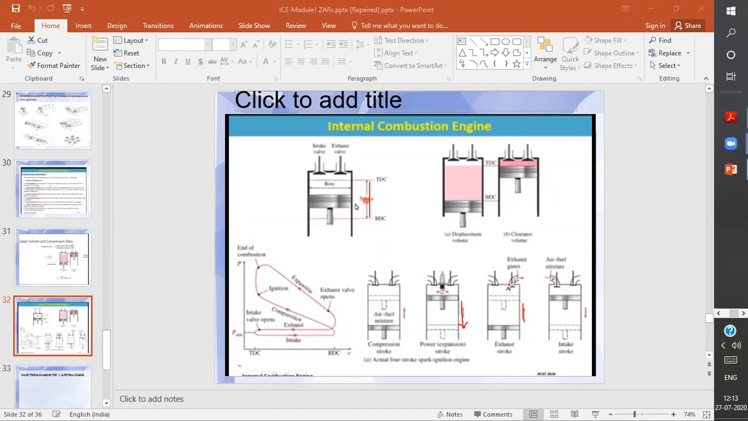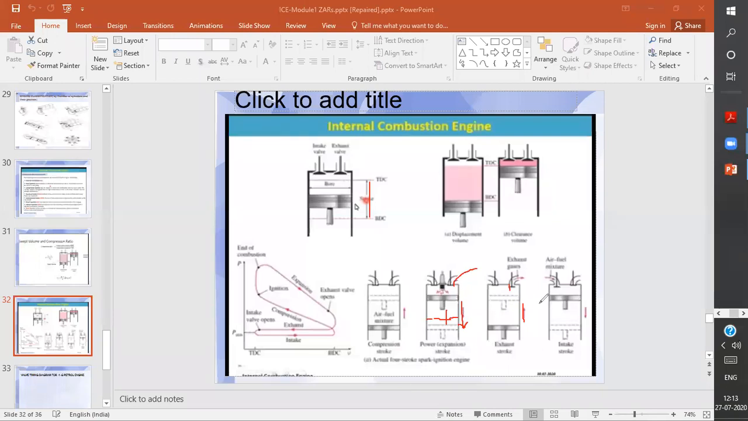When the piston was moving down, maybe it has reached this point. At that moment only, the exhaust valve, this is the exhaust valve, gets open, and the pressure is released in the combustion chamber. This is done for some reasons. I will explain it to you now.